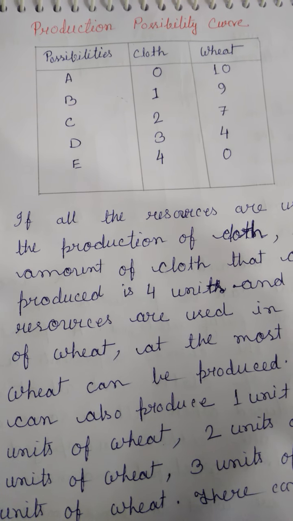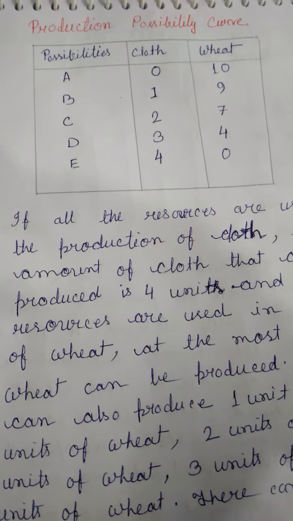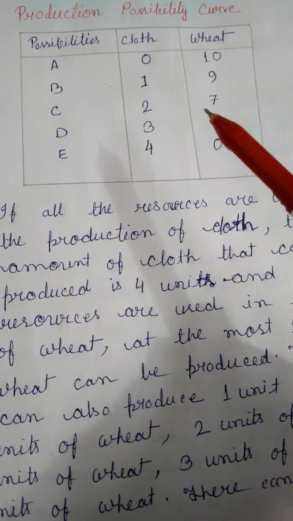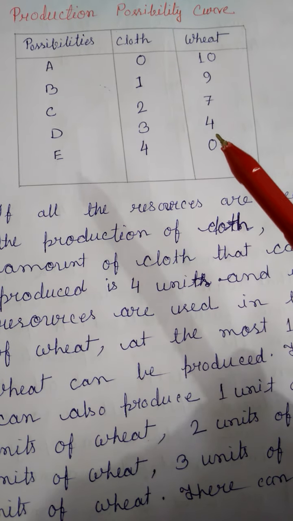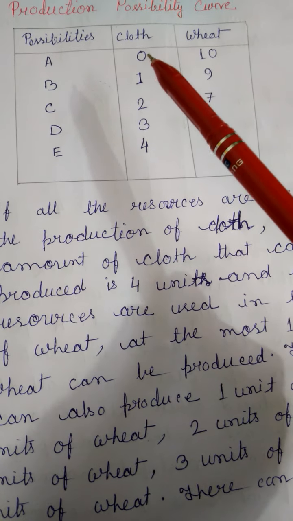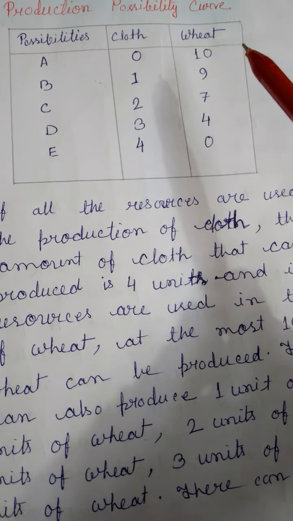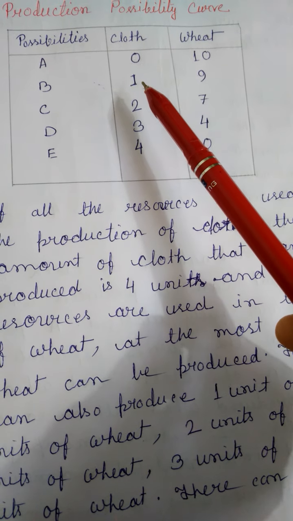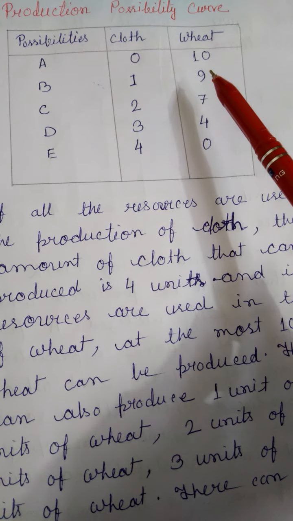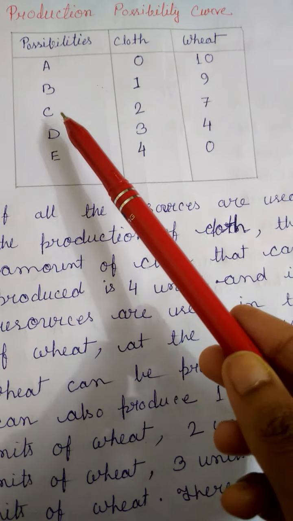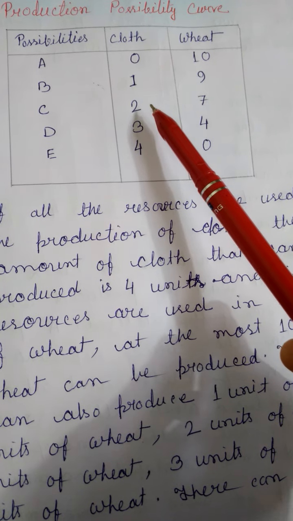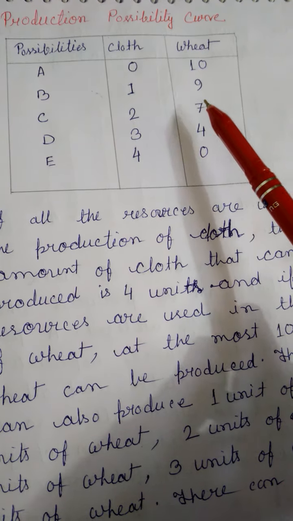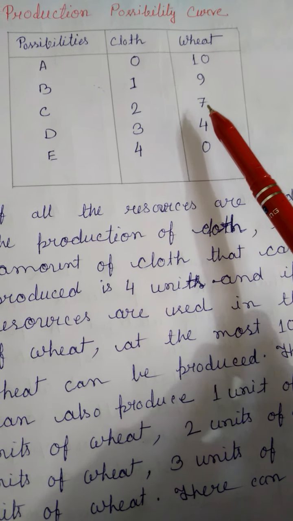Now I will explain this with the help of a table. In this table there are various combinations of cloth and wheat. When the economy will produce zero amount of cloth, then the amount of wheat will be 10. When the economy will produce 1 unit of cloth, then the amount of wheat will be 9 units. When the economy will produce 2 units of cloth, then the amount of wheat will be 7 units. These are the various combinations.